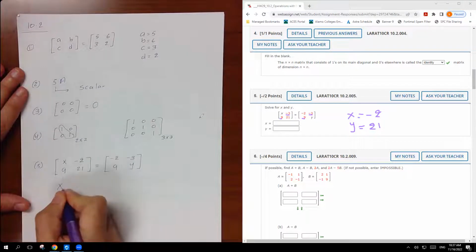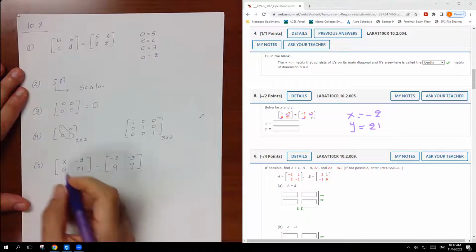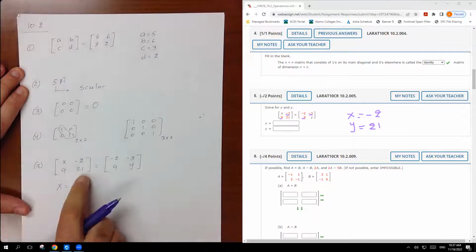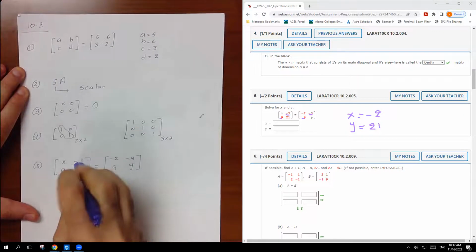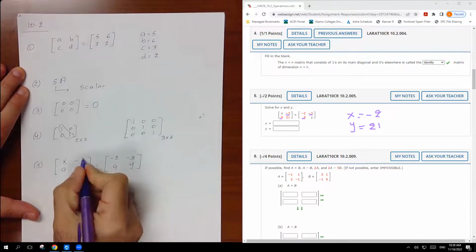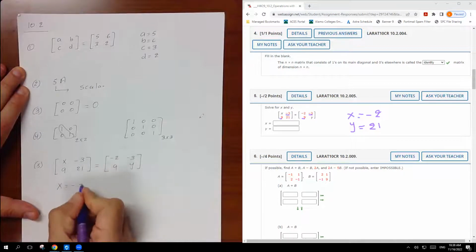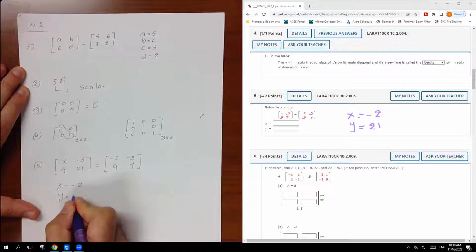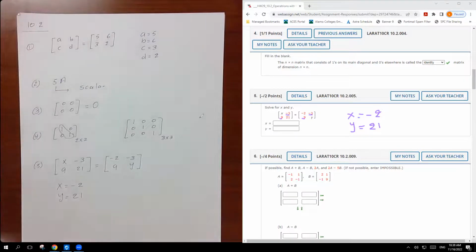So x is going to be equal to -2. We have -3 here. So x equals -2 and y is going to be equal to 21. That's what we have to type for this example. So here's -2 and here's going to be 21. That's it for this example.